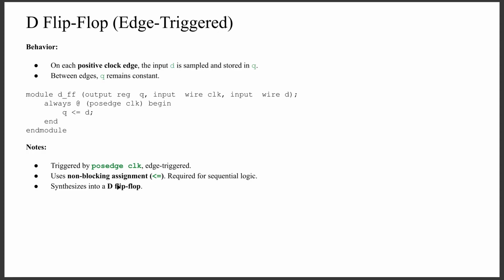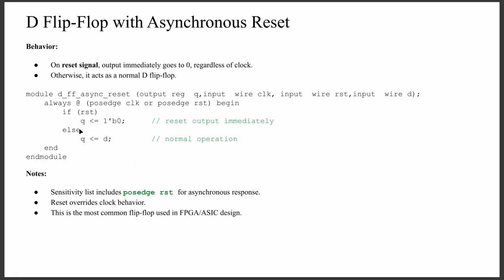A D flip-flop is edge triggered. On each positive clock edge, input D is sampled and stored in Q. Between edges, Q remains constant. We declare a module called D_FF with an output Q, input clock, and an input wire D. Always at the positive edge of clock, we set Q equal to D. It is triggered by a positive clock. It uses a non-blocking assignment, required for sequential logic, and this will synthesize into a D flip-flop.